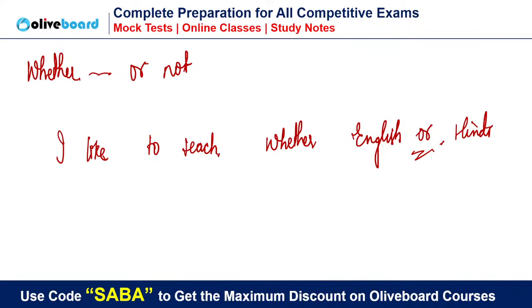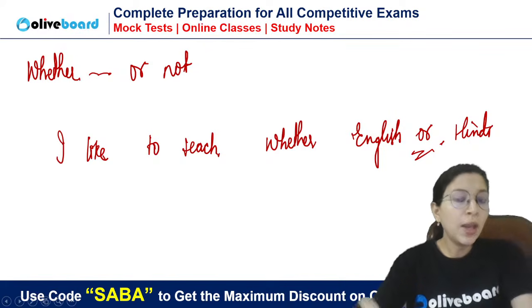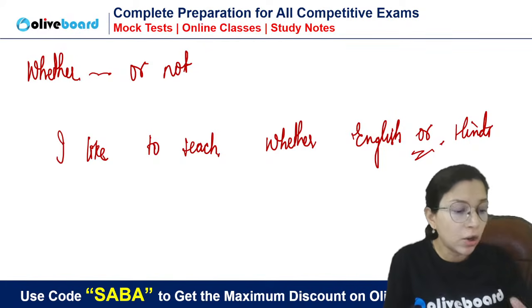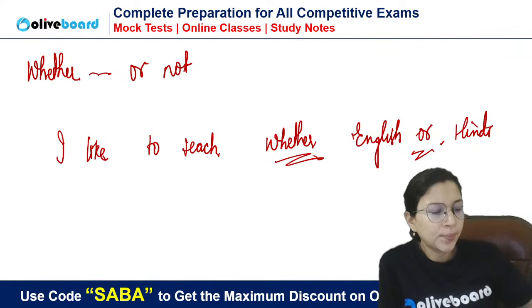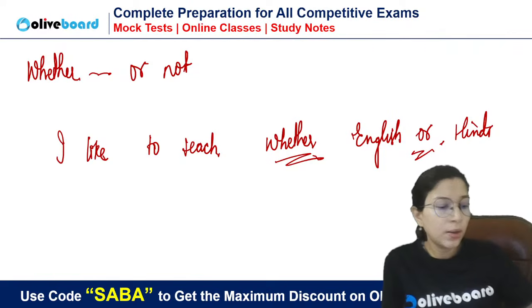See, that is why it is said never memorize anything at a superficial level. Never use anything at a superficial level. Try to understand the logic. I have used whether or. Is this sentence correct? Tell me. I like to teach whether English or Hindi.